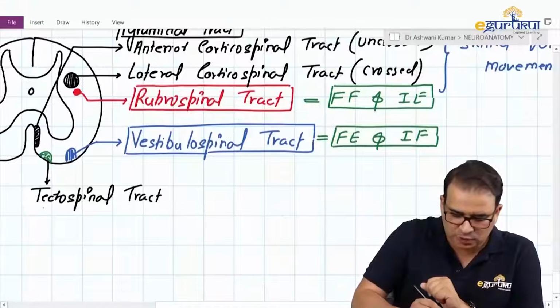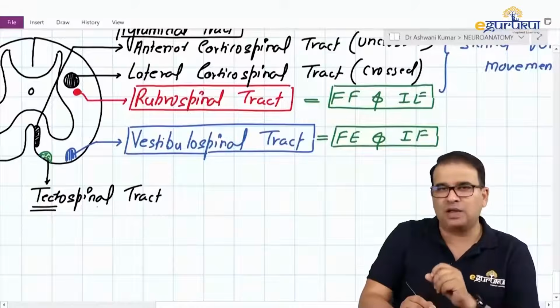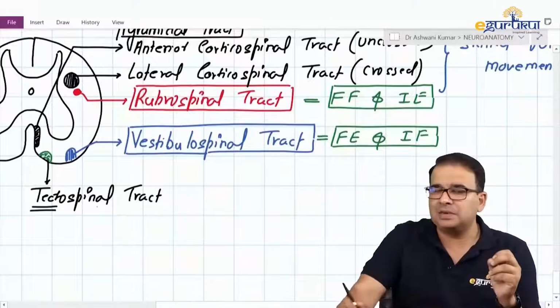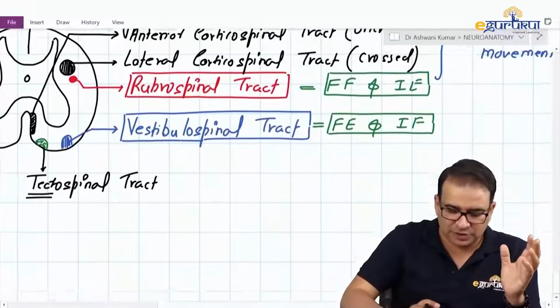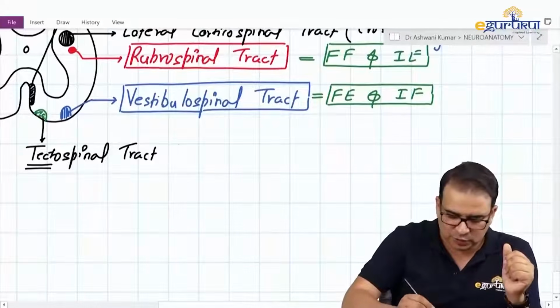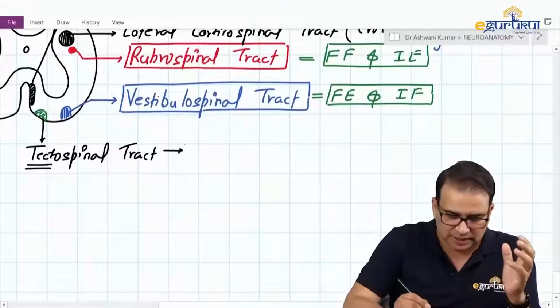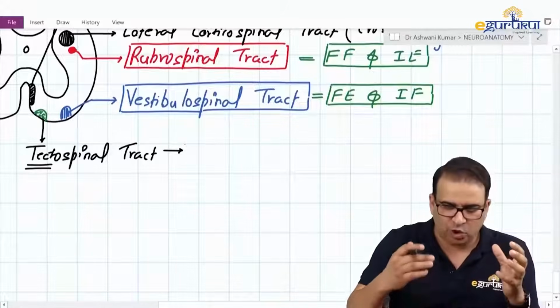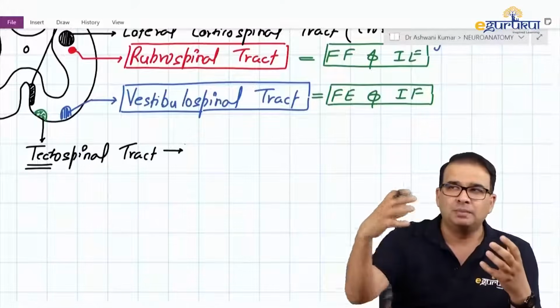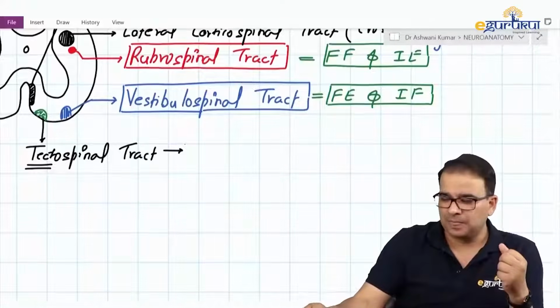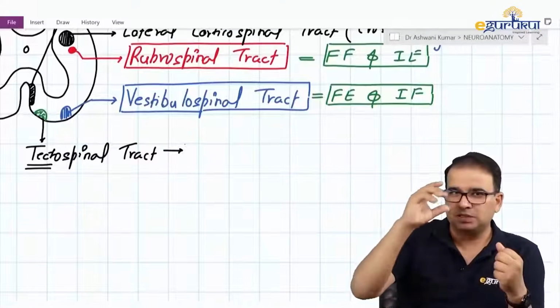So when you say the word tectospinal, look at the word tecto. Tecto came from tectum, and tectum is a part of the midbrain. Now let me write the function first before we go any further. Tectospinal tract function is it basically coordinates the head and neck and eyeball movement based on any visual stimulus. Let me take an example.